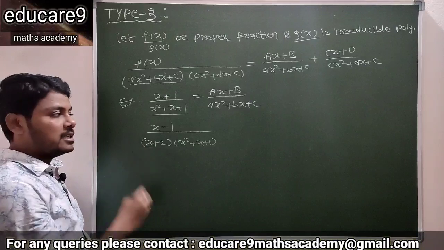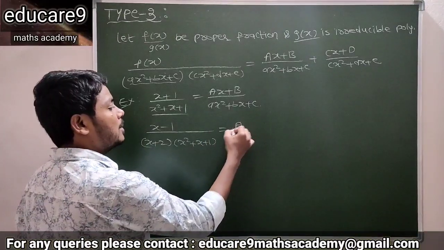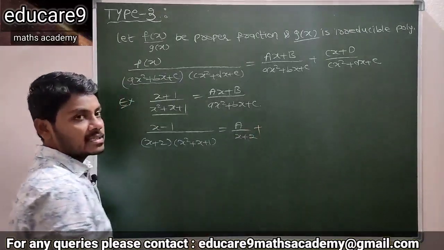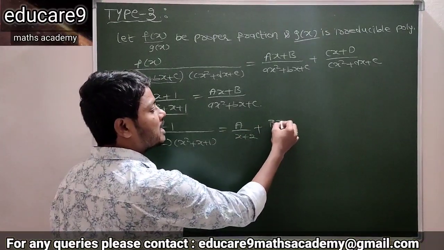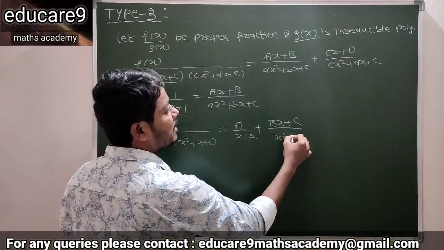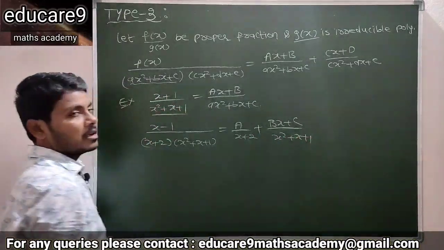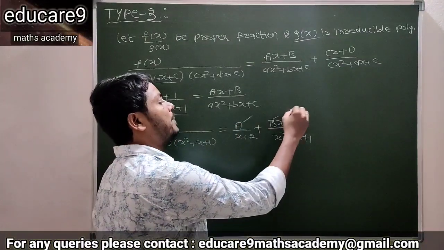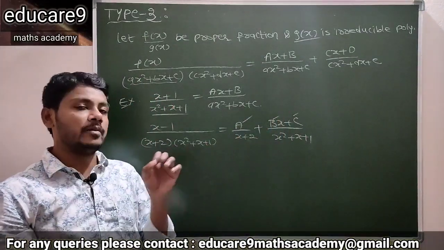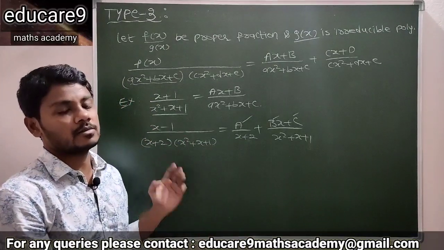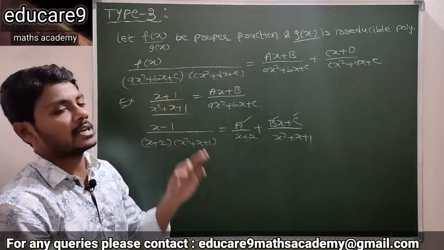So in that case, this can be written as a by the first linear factor, that is x plus 2, plus bx plus c by the irreducible polynomial, that is x square plus x plus 1. Now simplify this. From that, you need to find a, b, c, and substitute here, you will get the partial fractions of this. Okay. So this is type 3.